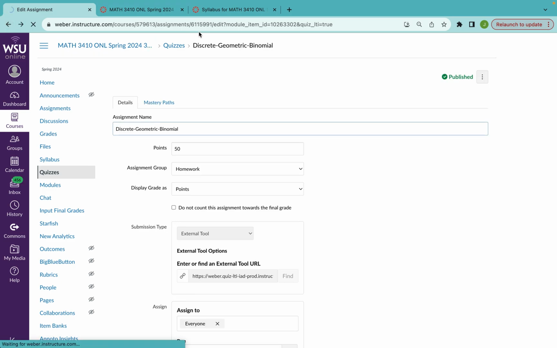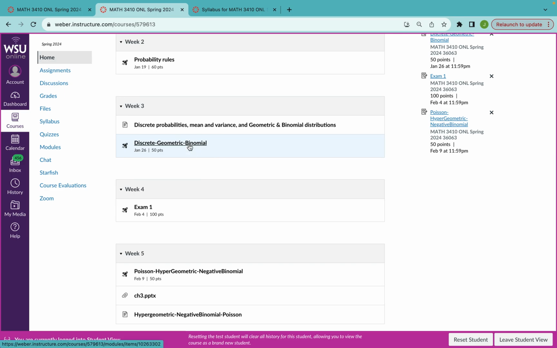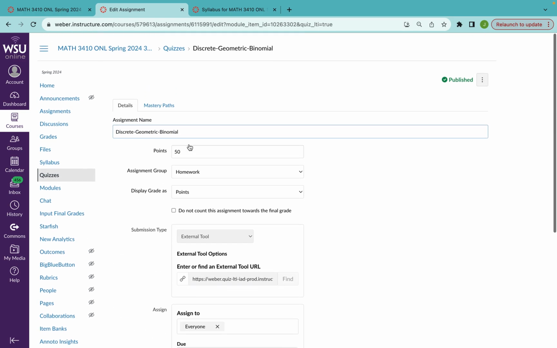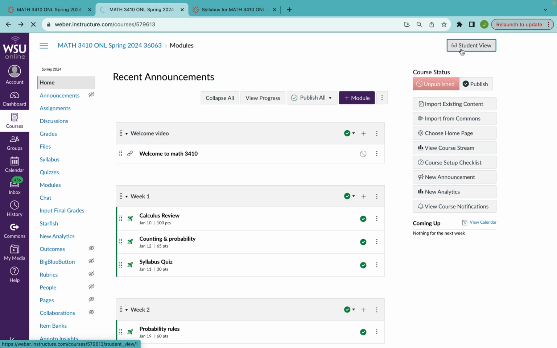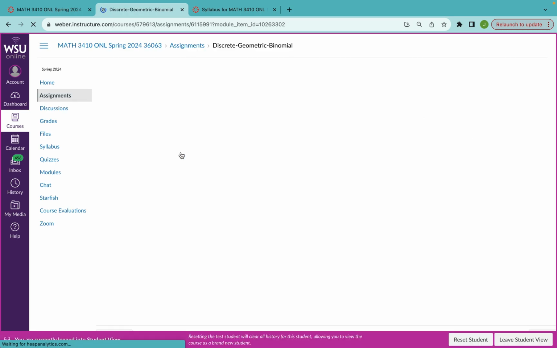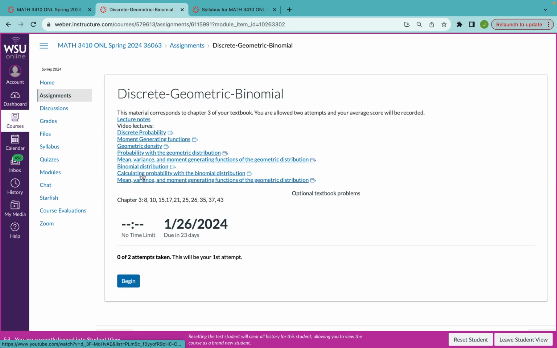excuse me, I need to go to the student view. So let's go to the student view, this discrete geometric binomial quiz right here. If you were to click on that, it's not giving me the student view, which is what I want. So let's go to the student view. So in this discrete geometric binomial, you can access all of those lecture notes, the video lecture notes. Okay. So you can watch the corresponding material that you should have read over in the corresponding week's textbook.